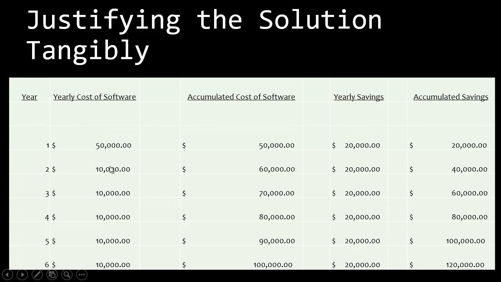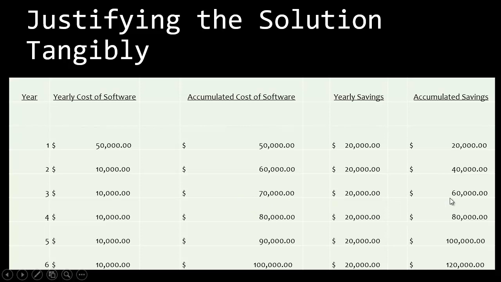Year two. Usually when it comes to software, you have to constantly be maintaining or enhancing the software. Industry standards state that about 20% of the original cost of the software is what you should budget for such a thing. So in this case, we'll put down $10,000. That means our accumulated cost of the software after 2 years is $60,000. We're going to save that same $20,000 because we didn't hire that person, and so now our accumulated savings is $40,000. That makes sense? Let's keep going.